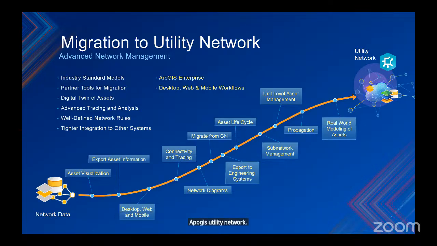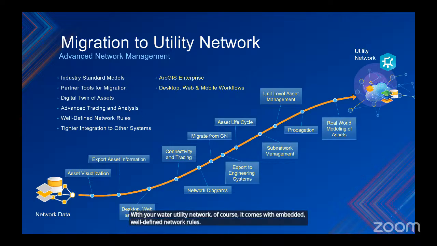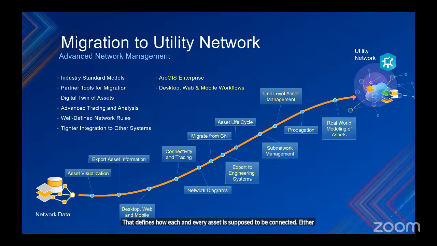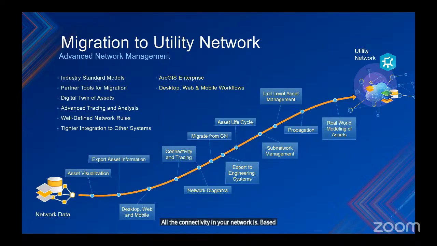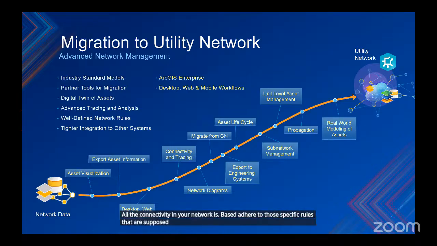Then, as we look at data quality, your water utility network comes with embedded, well-defined network rules that define how each and every asset is supposed to be connected. For example, with a residential water service, a connection point must connect to a residential service water line, and you want that cutting across up to production, where you ensure that all the connectivity in your network adheres to those rules that exist in the real world.